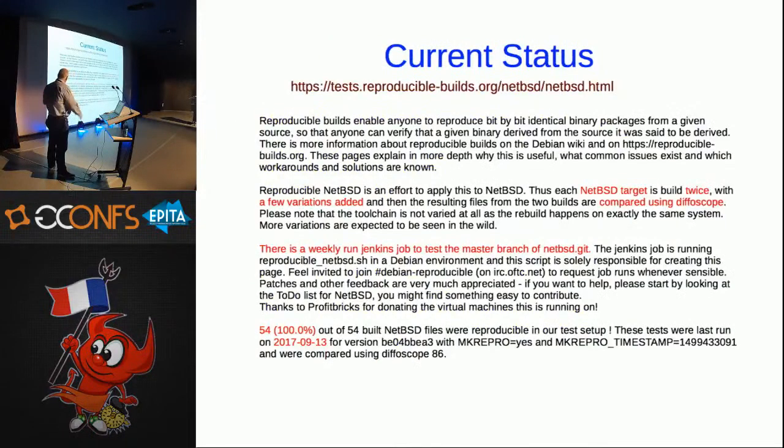So if you go to this website, you'll see exactly this. The red stuff is mine. They build things twice, they add a few variations, which I'll get to later. They're comparing them with a tool called Diffoscope, which is basically diff on steroids. It's a great tool. It's responsible for actually peeling the onion.